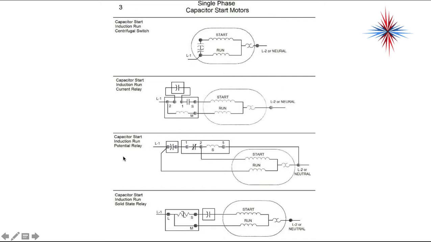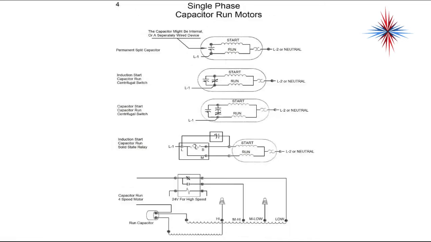Then we have that same motor with a potential relay, and then with a solid state relay. Again, all these different start components, all they do is remove the start capacitor and the start winding from the circuit once the motor starts to spin, and it's usually about 75% of its speed. And there's just more motors as we go on through here with different components. We have a permanent split capacitor. That one always stays in the circuit.